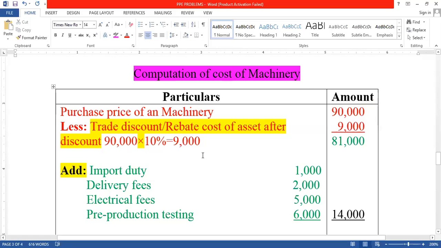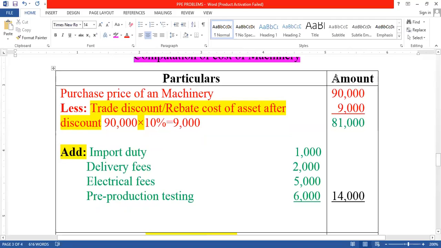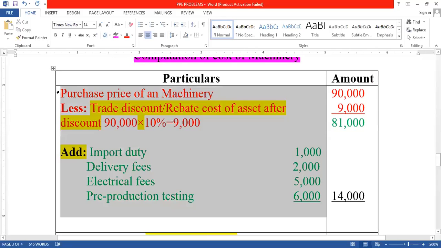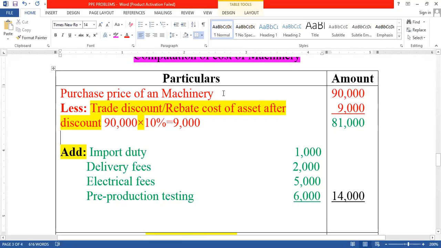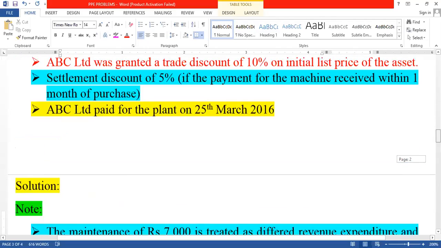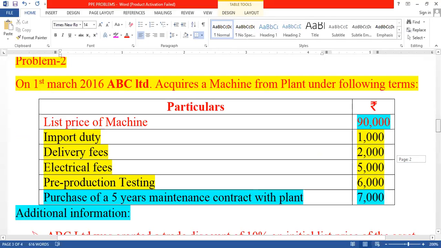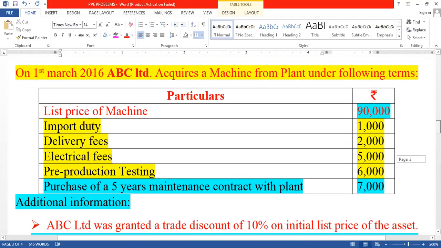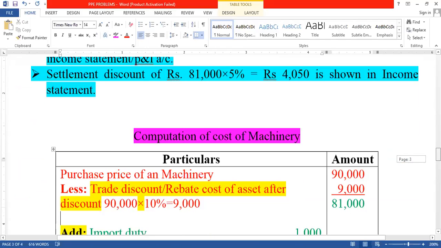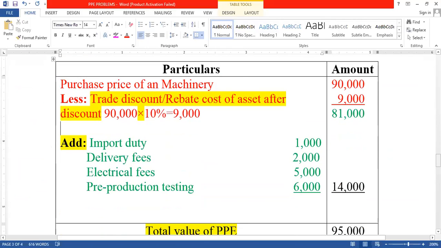If it is machinery, you should write machinery. If it is equipment, you should write equipment. After this, you should open a statement that consists of particulars and amount in rupees. First of all, you should record the purchase price of the machinery. The purchase price or the list price, both are the same. What is the list price of the machine? 90,000. So you should first record the 90,000.